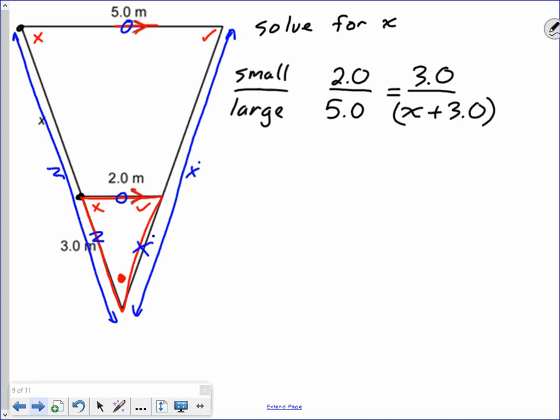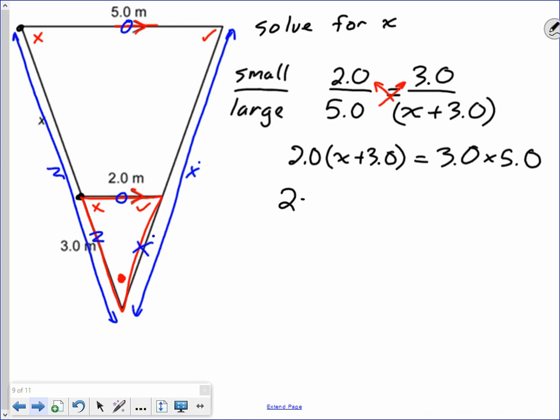And we can solve this the same way we've been solving any of the other ones. We can cross multiply. The only trick here is that when we cross multiply by the x plus 3, we're going to get 2 times x plus 3. And just to write it out explicitly on the other side, we're going to have 3 times 5. On the left-hand side here, we have to use the distributive property. So 2 times x is going to give us 2x. 2 times 3 is going to give us 6. On the right-hand side, 3 times 5 is just 15.